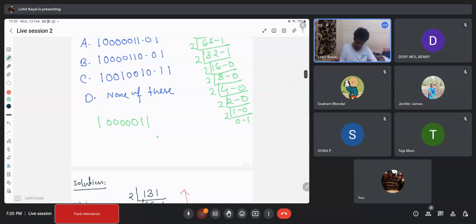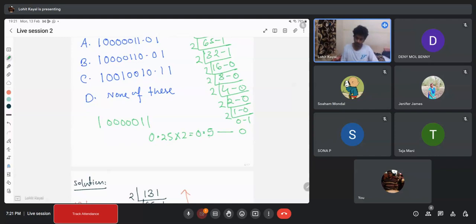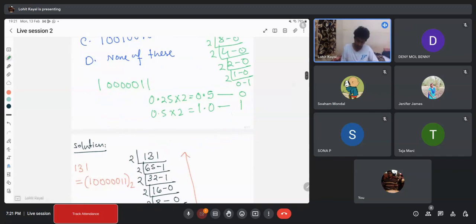Now 0.25. How to convert it to binary? Here we have to multiply by 2. 0.25 times 2 equals 0.5. We take what is available before the decimal point, and 0 is available, so we take 0. Again, 0.5 into 2 equals 1.0, so here I am taking 1. Now I am left with only 0, and 0 into 2 is equal to 0, so we do not need it.